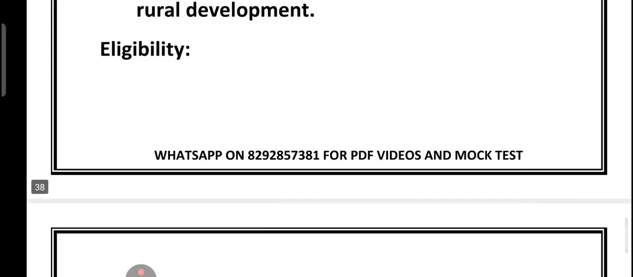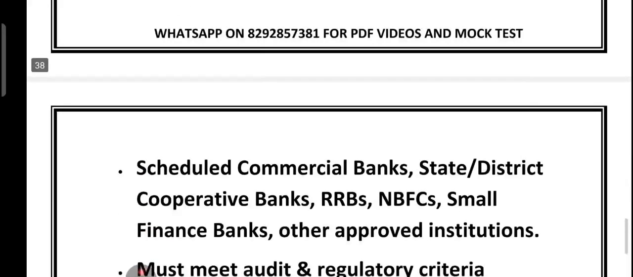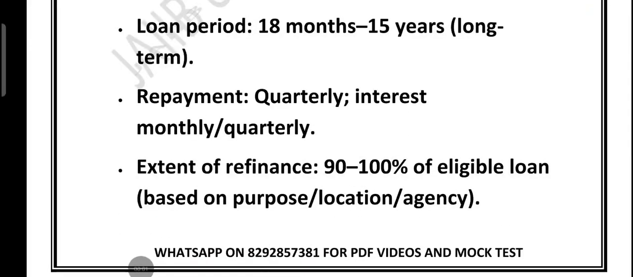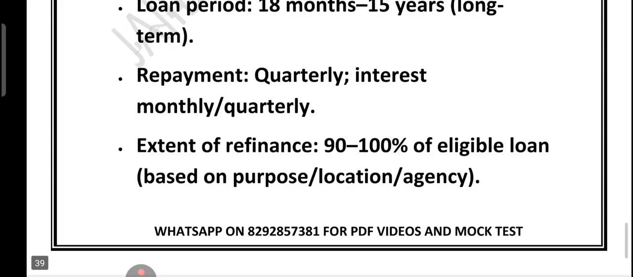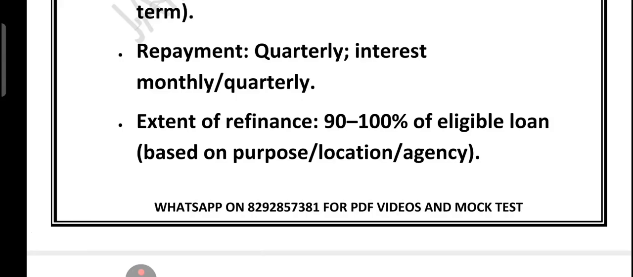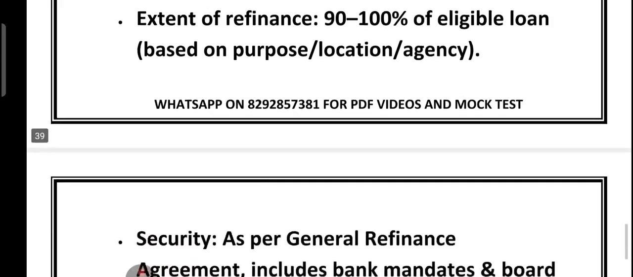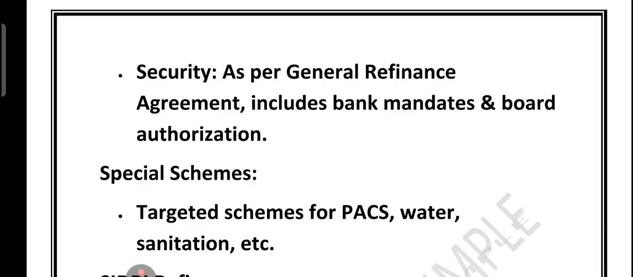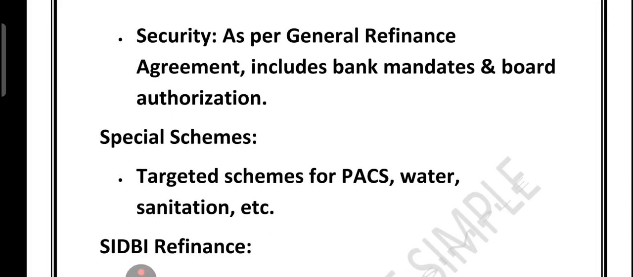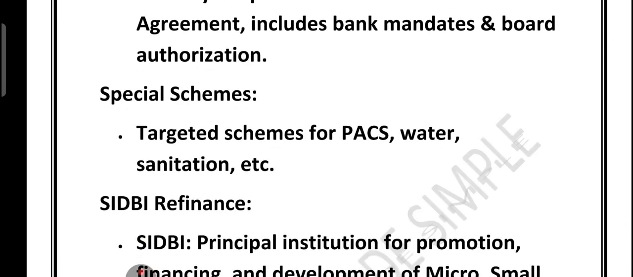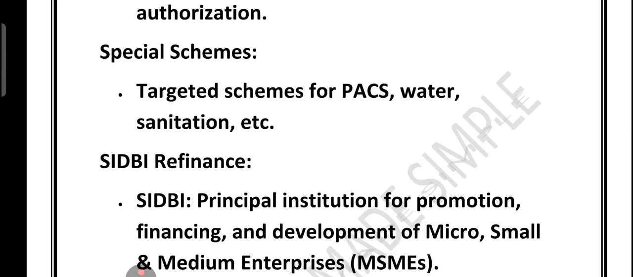Eligibility: who can avail this NABARD refinance? A scheduled commercial bank. The refinance loan period is 18 to 15 years, right? Repayment is quarterly. Interest is monthly or quarterly. The extent of refinance can be 90 to 100% of the eligible loan depending on the purpose and location. As for security, as per the general refinance agreement, it includes bank mandate and board authorization. So remember the key points: long-term loan, mostly fully covered with a formal security agreement. Special schemes give targeted funding for PACS, water, sanitation and similar rural initiatives. So remember the key points. NABARD also supports priority rural programs.